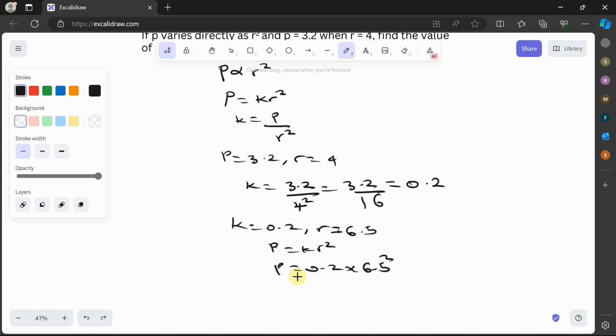I pressed that in my calculator and it gave me 8.45. So therefore, p is equal to 8.45 when r is equal to 6.5. This is how you conclude at the end of the question. So that's it. Let's see if our answer is correct.